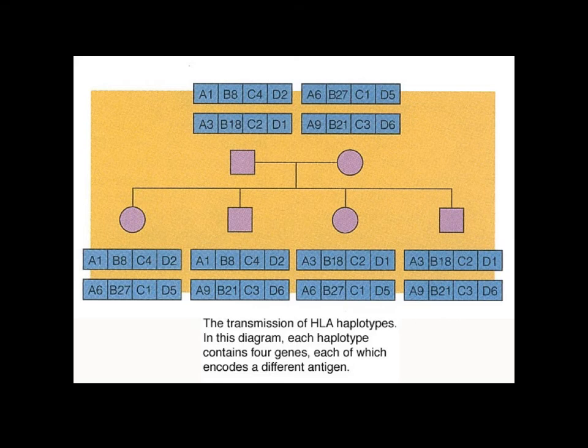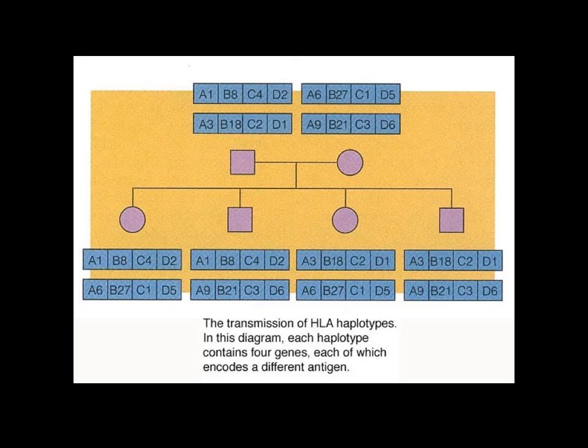Look at the firstborn daughter on the left-hand side. Notice she got one of those chromosome 6s with the group of 4 genes that make up the major histocompatibility complex. She got one of those chromosome 6s from one parent there. The A1 and B8 and C4 and D2 genes. Who did she get that particular chromosome 6 from that contains A1, B8, C4, and D2?